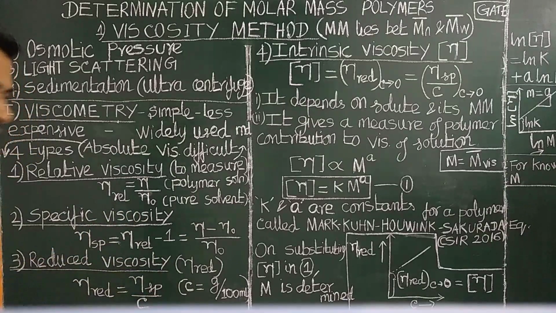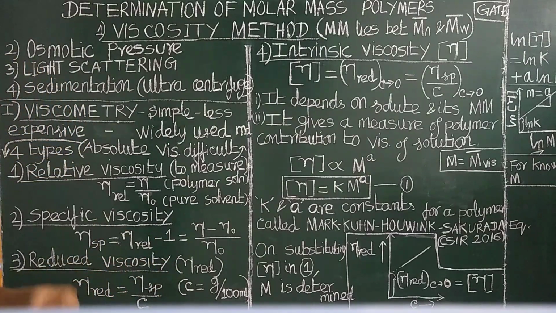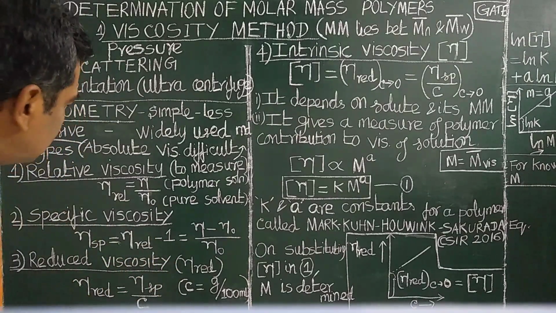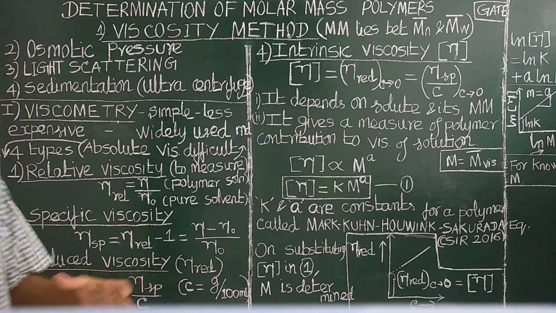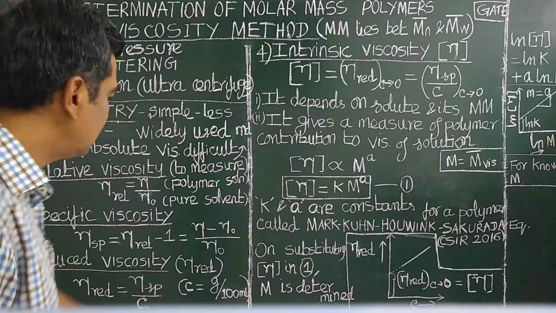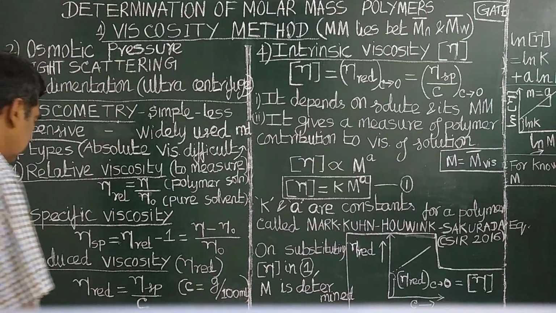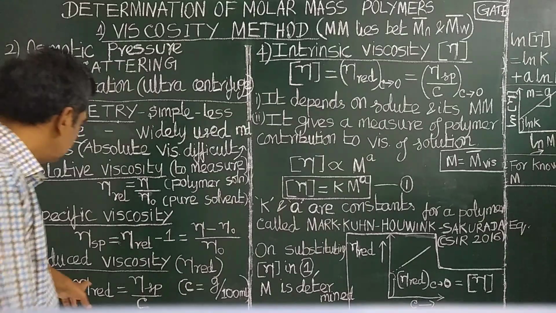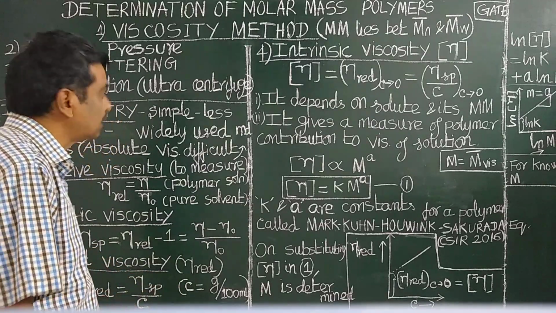Next, reduced viscosity. What is reduced viscosity? It is very simple. Reduced viscosity is equal to specific viscosity per unit concentration, that is, divided by C. C is the mass concentration of the polymer solution, gram per cc or gram per 100 ml, etc., mass by volume. So the reduced viscosity is defined as the specific viscosity per unit concentration.